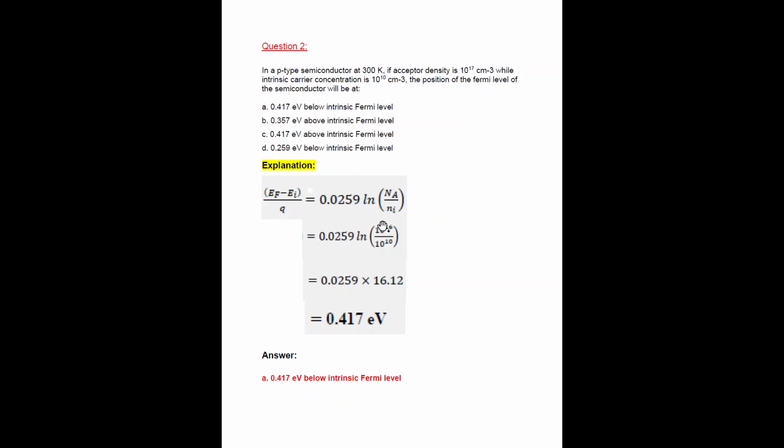So we know Na over Ni, so this will be 0.0259 ln 10 to the power 16 over 10 to the power 10. That means 0.0259 into 16.12. That means 0.417 electron volt. That means the correct answer is 0.417 electron volt below the intrinsic Fermi level.